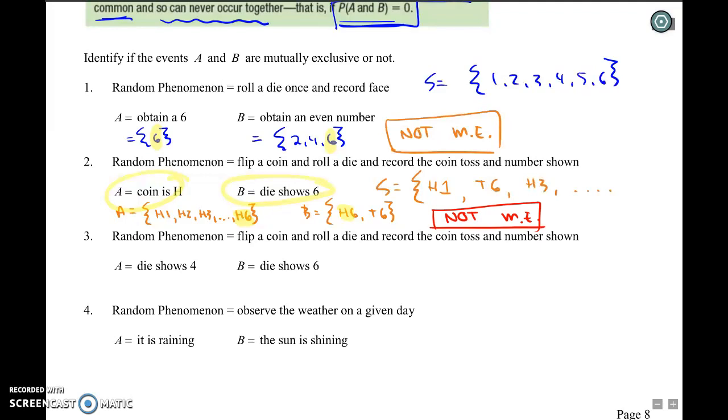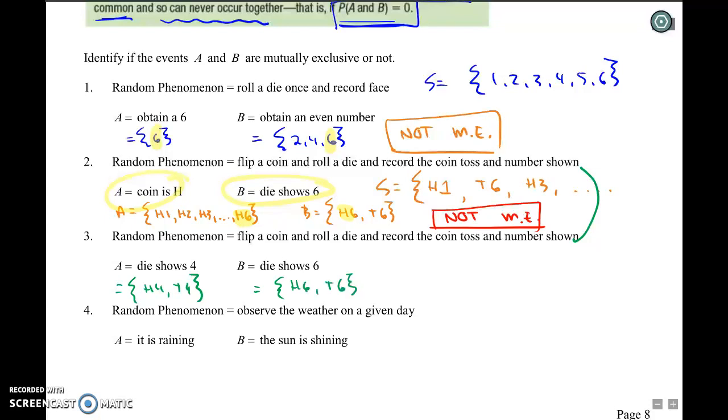Random phenomenon: flip a coin and roll a die and record the coin toss and number shown. So same sample space as the one up here. Now event A is die shows a 4, so that would be head 4, tail 4. Event B, die shows a 6, so that's head 6, tail 6.